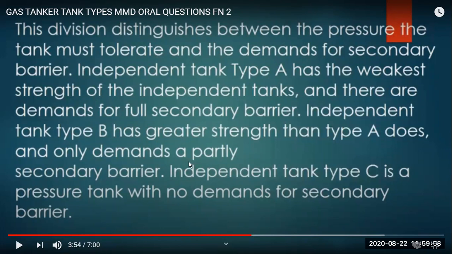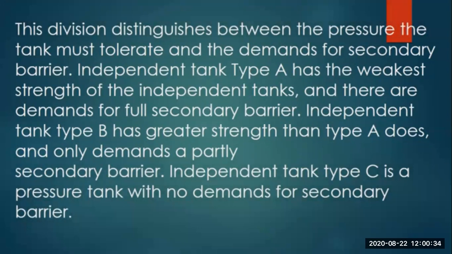Then you have independent type B, which has a greater strength than A, and demands a partial secondary barrier only. Independent type C is a pressure tank, so no secondary barrier is required, but the metal required to build it is very thick. Pressure vessels, we have seen only one tank till now, independent type C, and the others, membrane, semi-membrane, independent type A, can all be used for refrigerated, and type B for semi-refrigerated.